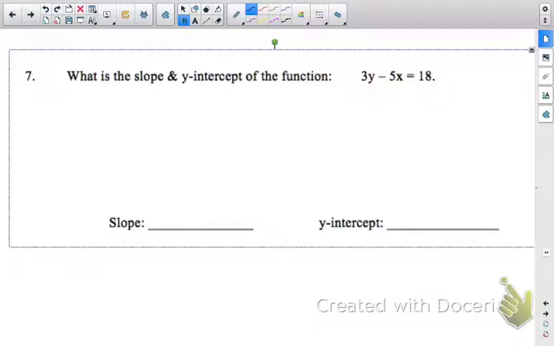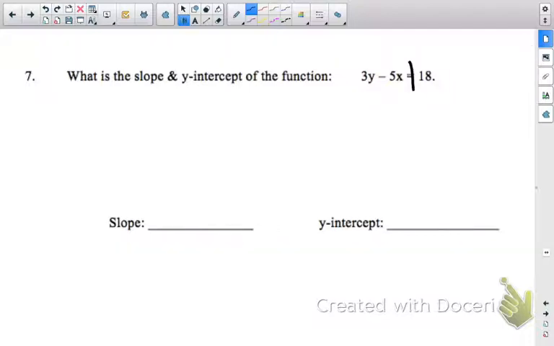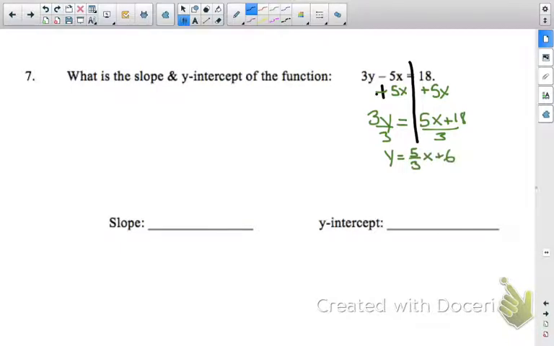Number 7 is asking for the slope and the y-intercept. So the easiest thing to do here is change this to slope-intercept form. I'm going to add 5x to both sides, which gives me 3y is equal to 5x plus 18, and then I divide both sides by 3, which gives me y equals 5/3 x plus 6. So from here, I know that my slope is 5 over 3, and my y-intercept is 6.